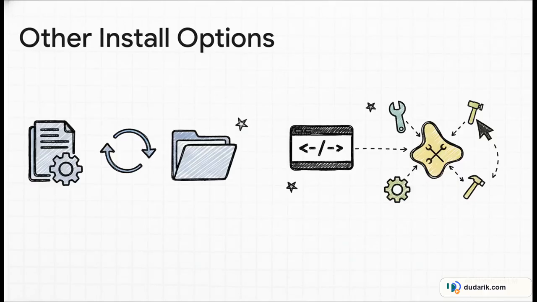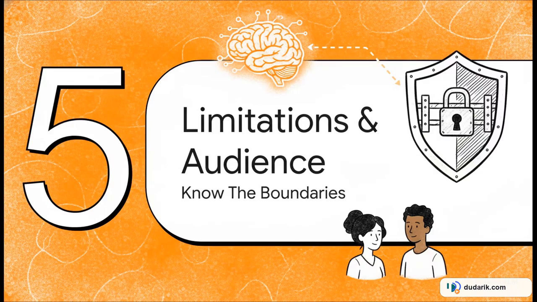Now, there are a couple of other ways to do it. If you want a cleaner way to handle updates, you can just point your configuration file directly to the clone directory. Or if you're worried about startup time, or maybe you only need a few specific tools, you can use the ClawHub command line interface to install skills one by one. So you've got options.